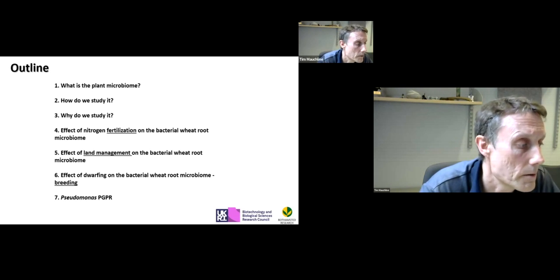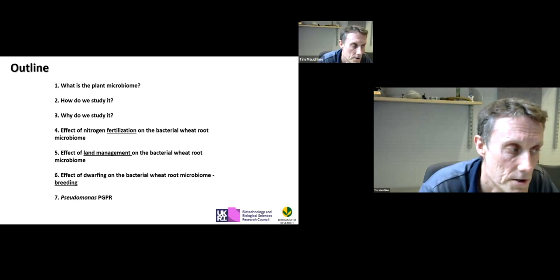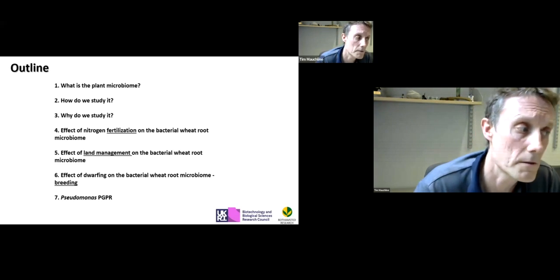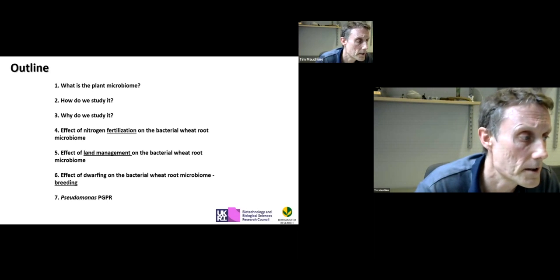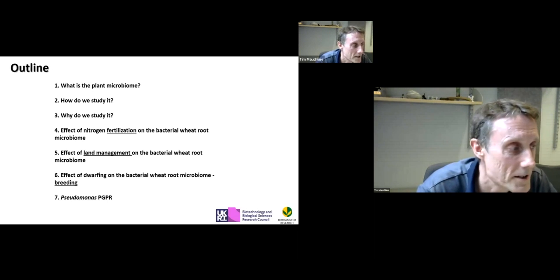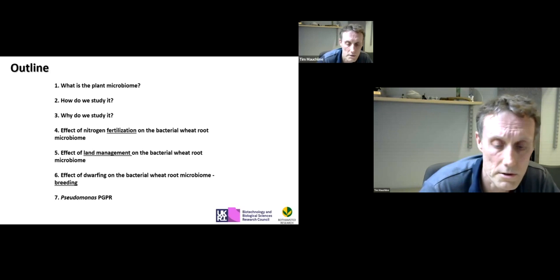And then finally, there'll be another case study to do with the effect of dwarfing on the root microbiome. So this is in relation to plant breeding. Those three case studies are pretty much based on culture independent methods. The fourth part is to talk a little bit about culture dependent methodologies, and that's using Pseudomonas as plant growth promoting rhizobacteria.